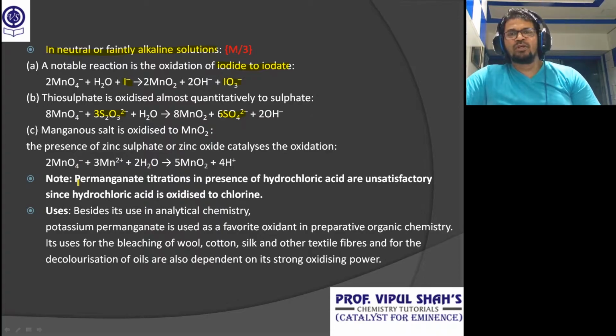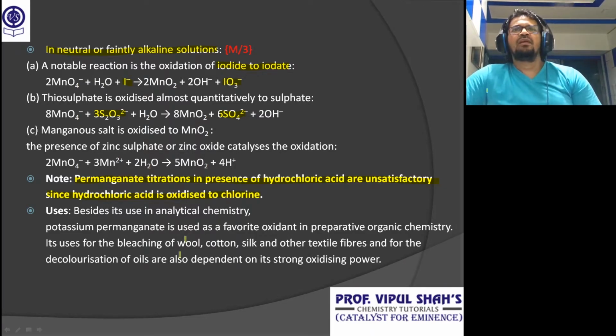This note is important people, because for practicals you take potassium permanganate, and when you do the titration you add around 1.5 test tubes of dilute H2SO4. All right, here it says HCl should not be added. So from an MCQ point it is important, why? Potassium permanganate titrations in presence of HCl are unsatisfactory, since HCl is oxidized by it to chlorine. So if HCl is oxidized to chlorine, chlorine itself also is a good oxidizing agent, like potassium permanganate is also there. That's the reason why we don't use HCl, but we use dilute H2SO4.